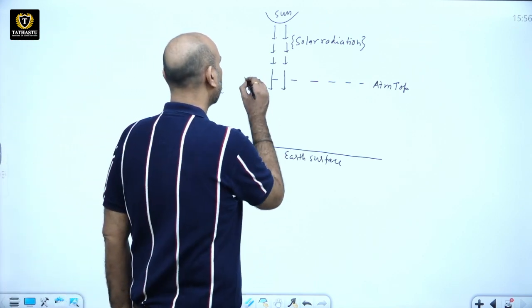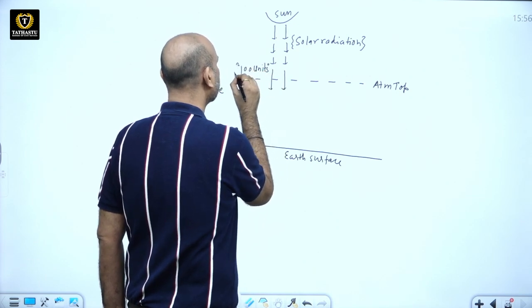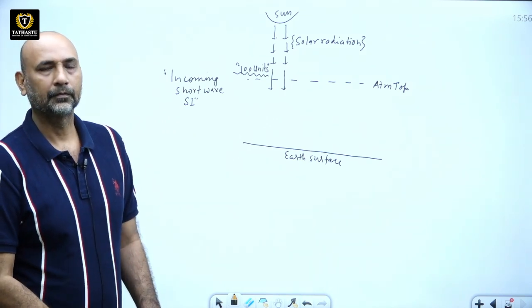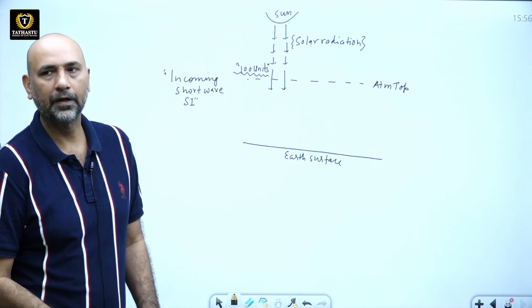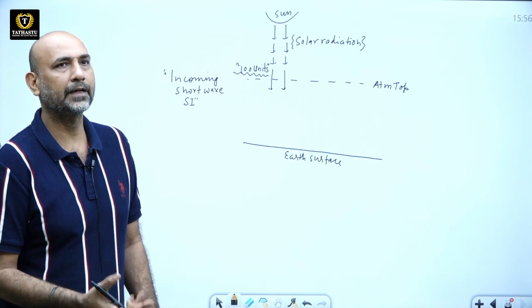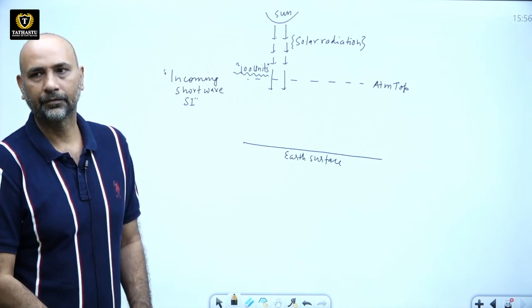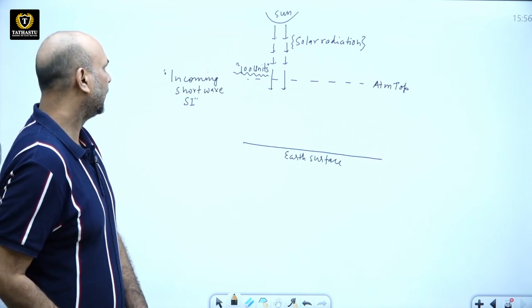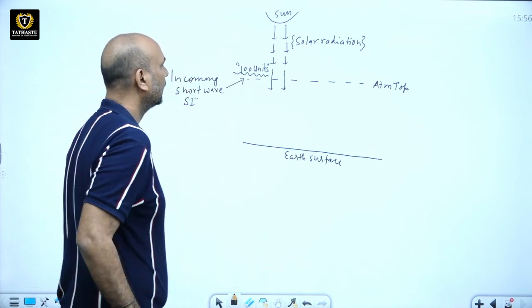Now, if annual incoming shortwave solar insolation at atmospheric top is of 100 units, because we have to show budgets. We can take joule also, we can take calorie also, we can take units also. Best is to take units. So, incoming shortwave solar insolation at atmospheric top is of 100 units.